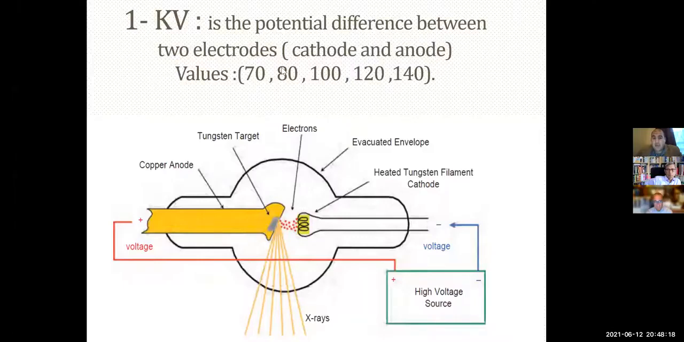According to the value of kV, if you increase the kV, the electrons get more kinetic energy to move from the cathode towards the anode. So the X-ray which is produced here will have higher energy or higher penetration power. So increasing kV affects the acceleration of electrons and gives higher kinetic energy to the electrons moving from cathode to anode. So now the X-ray spectrum, or the X-ray photons coming out from the X-ray tube, will have higher energy.